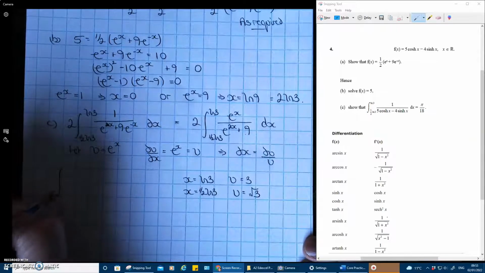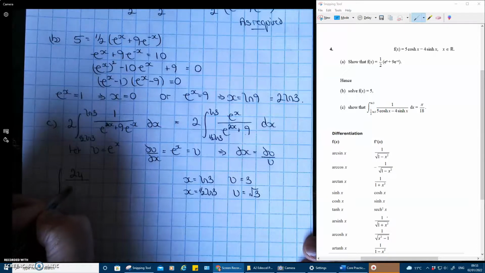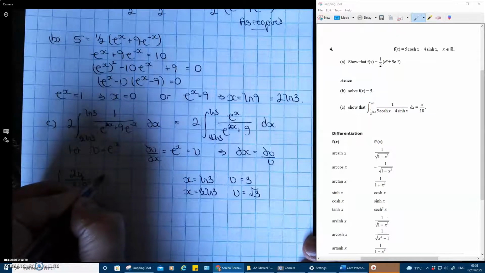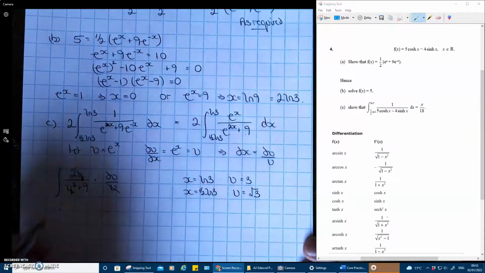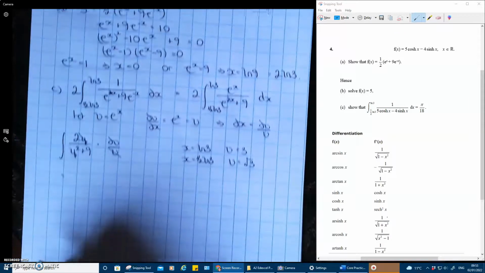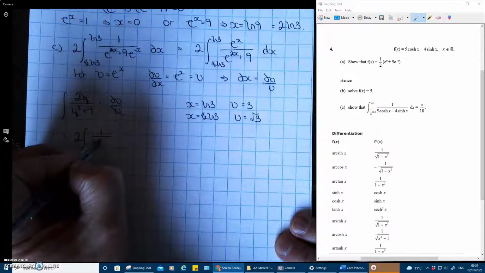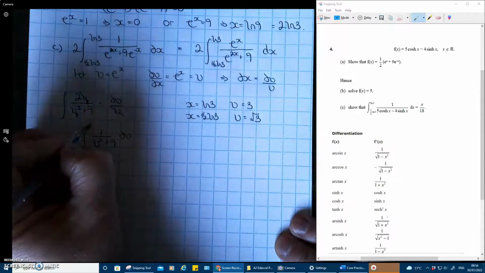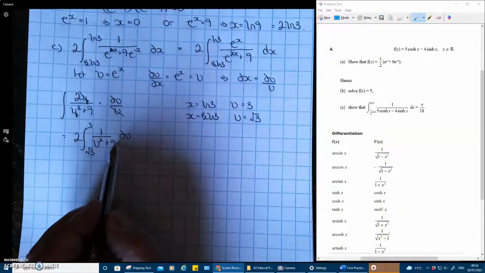So our integration now becomes the integral of 2u over u squared plus 9, times du over u. These u's cancel, which makes life a lot easier. So I'm left with, I keep bringing 2 in and out, apologies, the integral of 1 over u squared plus 9 du between 3 and root 3. Now we look at the formulas at the bottom, which I've lifted from the formula sheet. We can see we've got 1 over u squared plus 9.